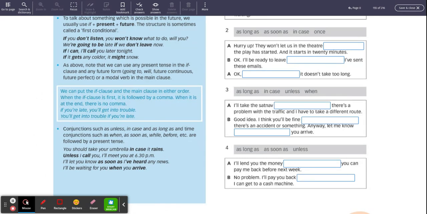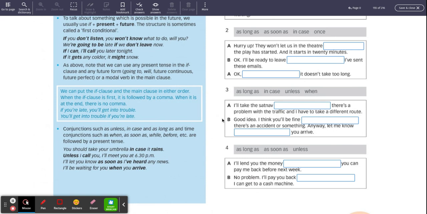Conjunctions such as unless, in case, as long as, and time conjunctions such as when, as soon as, while, before, etc., are all followed by a present tense. So, in case it rains, unless I call you, as soon as I've heard, or you could say as soon as I hear any news. I'll be waiting for you when you arrive. Not I will be waiting for you when you will arrive. So don't put the will in both halves. Remember, if and will make you ill. The if half doesn't contain will.